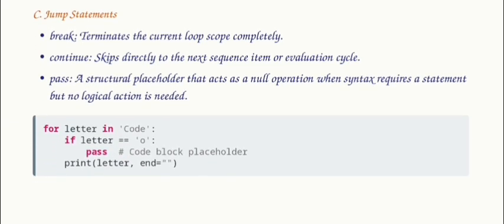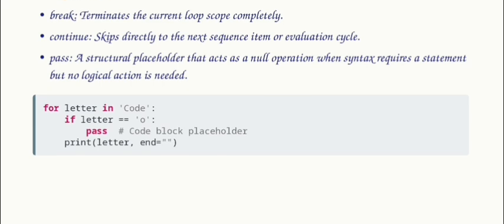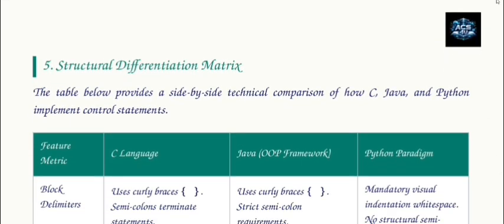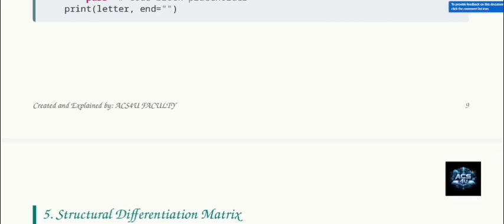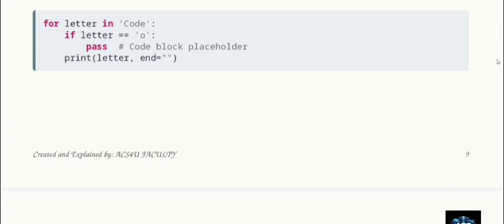Next, there comes the jump statements. They are break, which terminates the current loop scope completely; continue, which skips directly to the next sequence item or validation cycle; and pass, a structural placeholder that acts as a null operation when syntax requires a statement but no logical action is needed. And clearly see the given program. Let me once again show you the given program. Note it down.